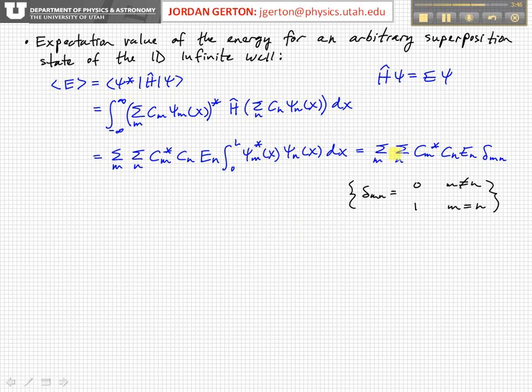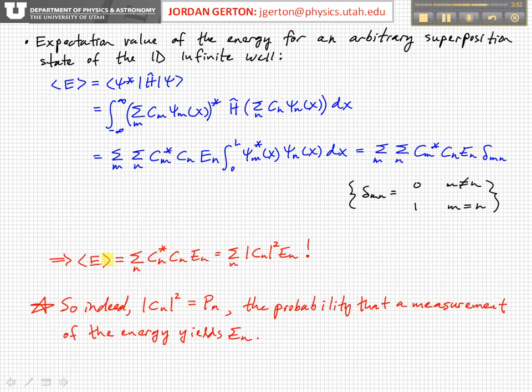And so in the end, what we get is this expression, which, when you apply the Kronecker delta function, m has to equal n, and so you get the sum over n. The sum over m goes away, because you only get one term out of that sum, and that's when m equals n. And so that's where this Cn star, the Cn and the En come from, and Cn star times Cn is just the magnitude squared.